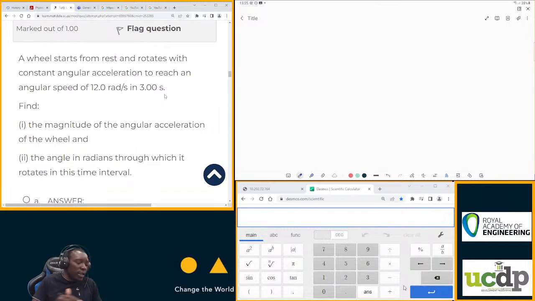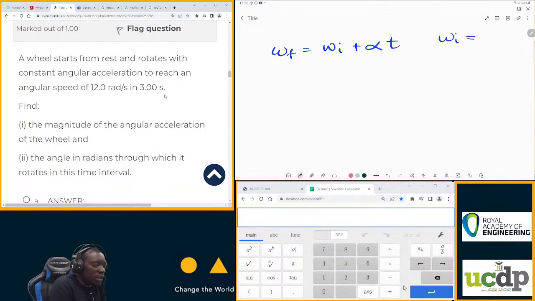So we want the angular acceleration. We know that the final angular velocity is equal to the initial angular velocity plus the angular acceleration times the time, right? This is from final velocity equals initial velocity plus acceleration times time. So knowing our initial angular velocity, omega, is 0, the final is 12 radians per second, and t is 3 seconds.